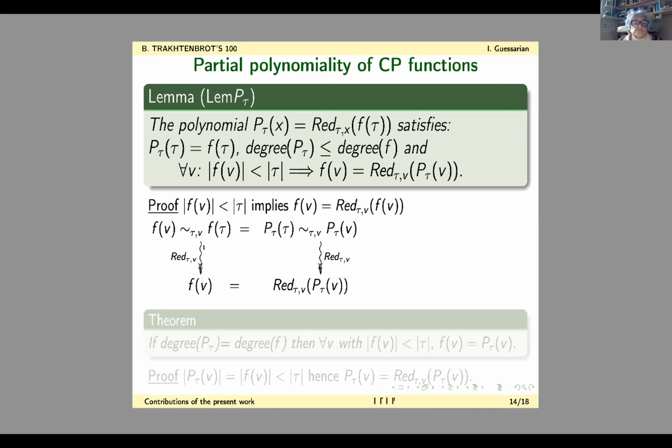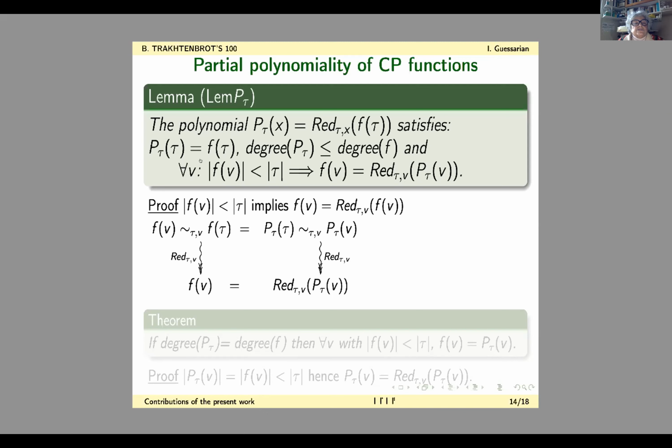Because f is congruence preserving, of course, and these two are equivalent. Similarly, p tau is a polynomial, so it's congruence preserving. So p tau of tau and p tau of v are congruent. Hence, they have the same reduct, which is ret tau v of p tau of v. But f of tau is equal to p tau of tau. So these two are equal also. So please remember this lemma p tau, because I will use it later.